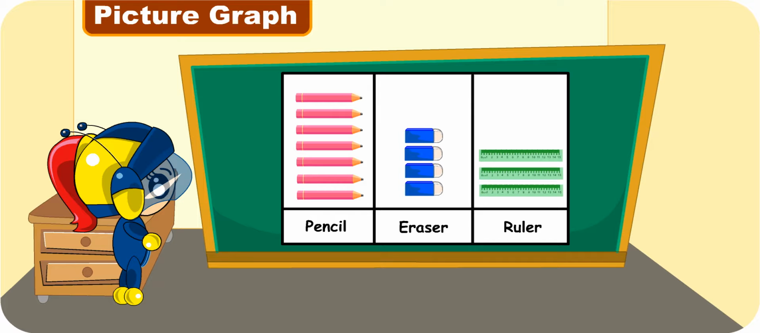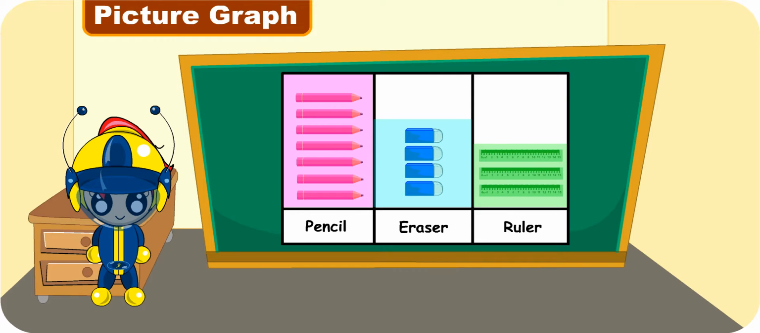Do you know that you have made a picture graph? In this picture graph, there are three types of objects. They are pencils, erasers, and rulers. Now I know what a picture graph is. The pictures in the graph are so nice. Can you show me another picture graph?